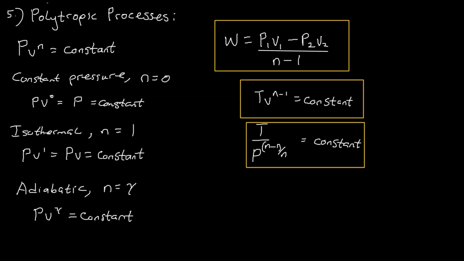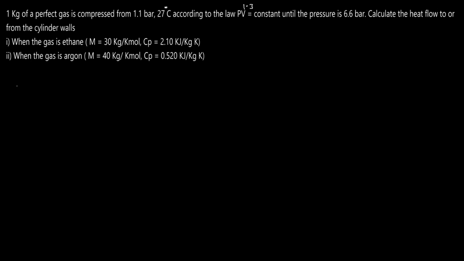Now let's solve a problem on polytropic processes. 1 kg of a perfect gas is compressed from 1.1 bar and 27 degrees Celsius according to the law PV to the power of 1.3 is constant until the pressure is 6.6 bar. Calculate the heat flow to or from the cylinder walls.